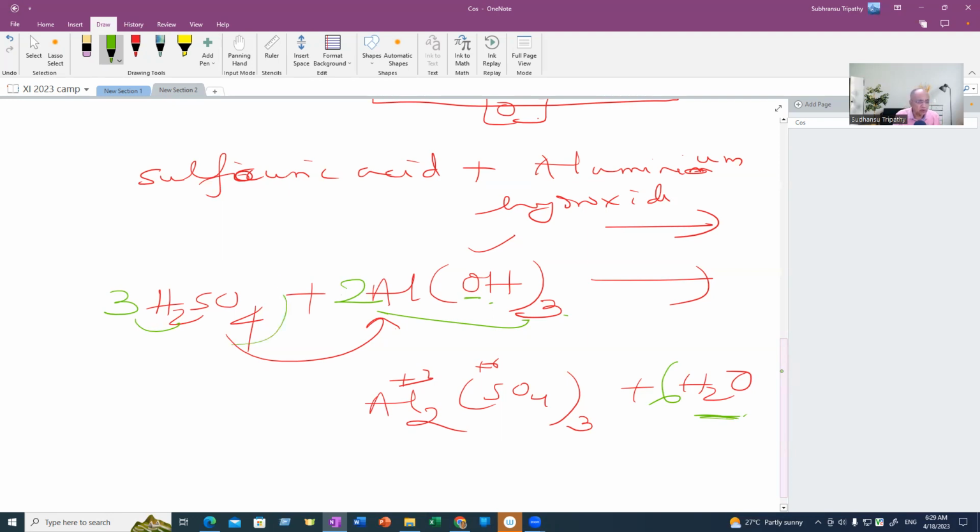So the reaction has taken place in the mole ratio of 3 moles to 2 moles. That is the stoichiometric relationship. For every 2 moles of aluminum hydroxide, you need 3 moles of sulfuric acid for complete reaction. If you do not have that much, then all the aluminum hydroxide will not be exhausted. Some aluminum hydroxide will be left out. It's not a complete reaction.